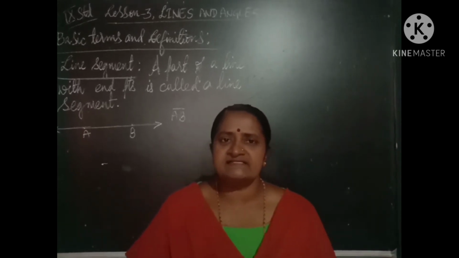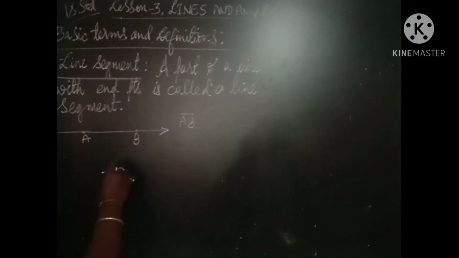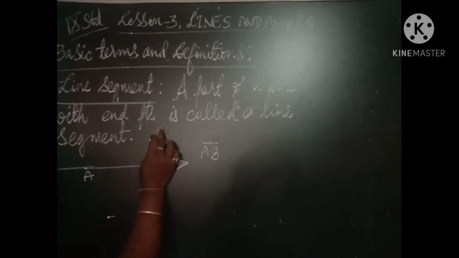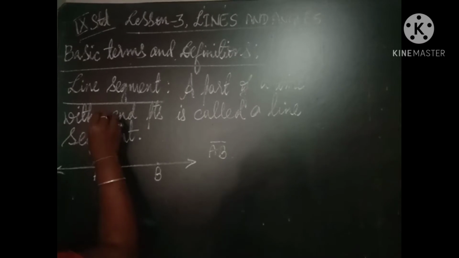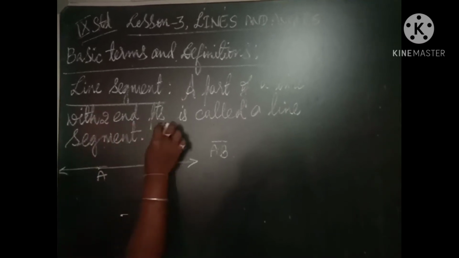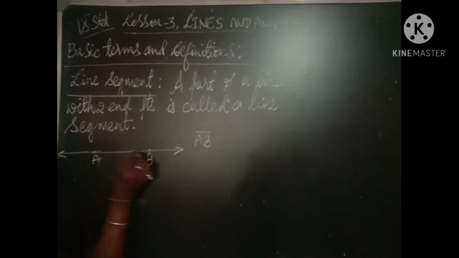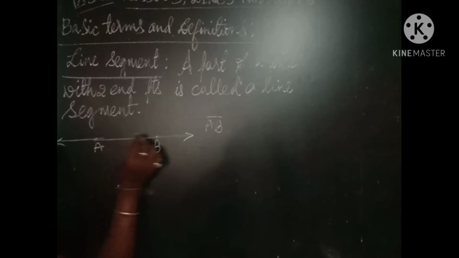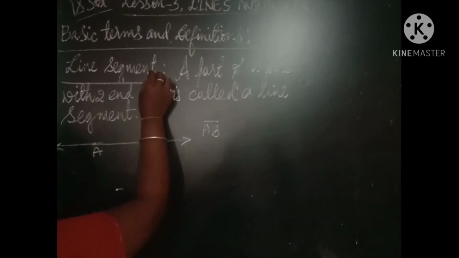Let us see what a line segment is. A line segment is a part of a line with two endpoints. Two endpoints, A and B. If a line has two endpoints, then such a line is called a line segment.